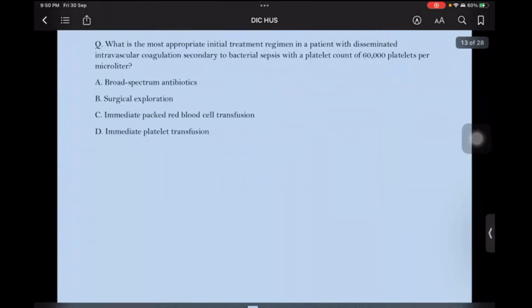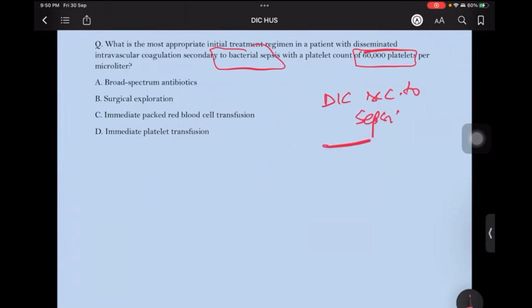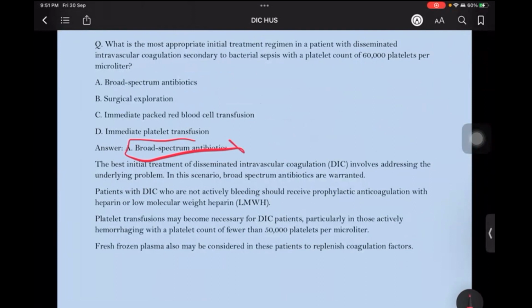benefit. What is the most appropriate initial treatment regime in a patient with disseminated intravascular coagulation secondary to bacterial sepsis with a platelet count of 60,000 per microliter? Broad spectrum antibiotics, surgical exploration, immediate packed red blood cell transfusion, immediate platelet transfusion. So, patient has been told to have DIC secondary to sepsis. So, the rule of thumb is treat the underlying cause. So, here it is sepsis. So, I would like to treat this patient with broad spectrum antibiotics. That is the answer number 1.